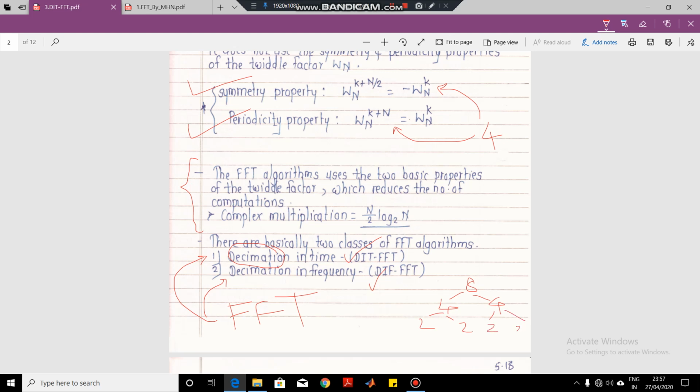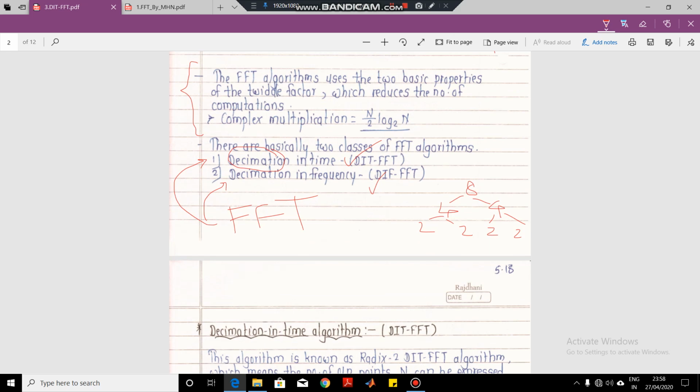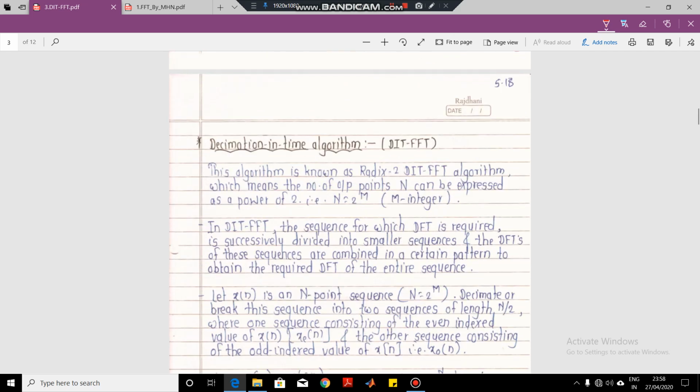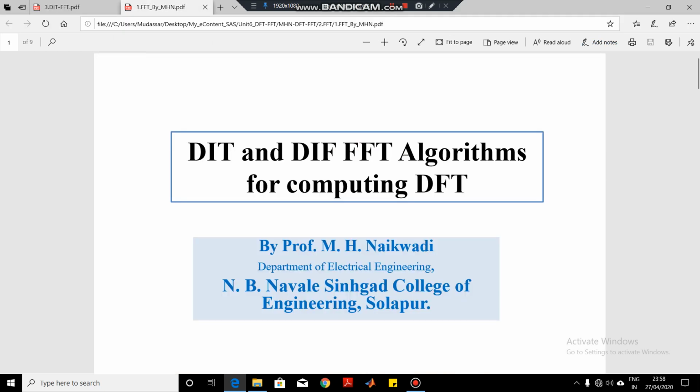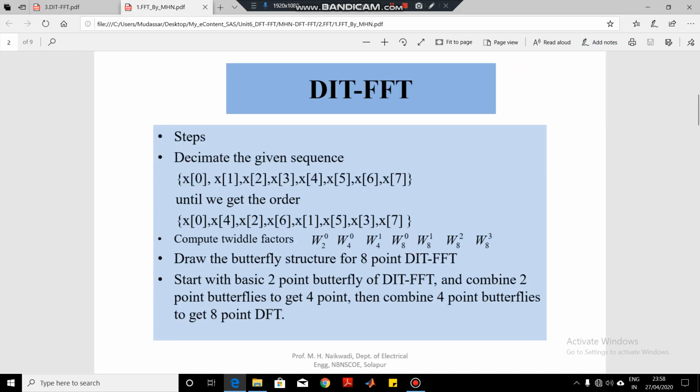So when you go on dividing the samples in the time domain, it becomes the decimation in time FFT algorithm, and when you decimate the samples in the frequency domain, it is called the decimation in frequency FFT algorithm. These two algorithms are very important for computing the DFT. Now let us see the first algorithm, the decimation in time fast Fourier transform algorithm. We have to understand and note down the steps involved in computing the DIT FFT algorithm.